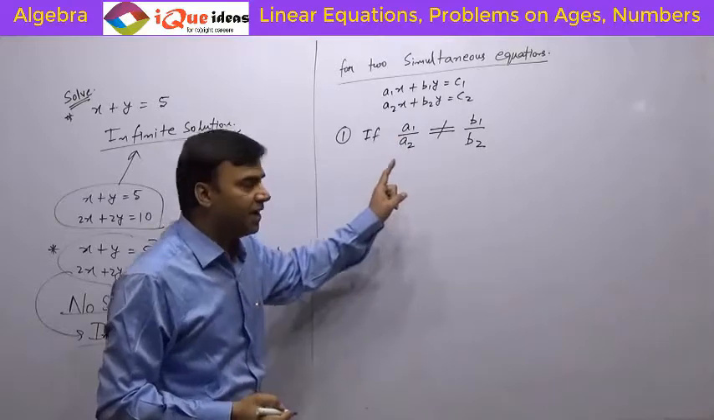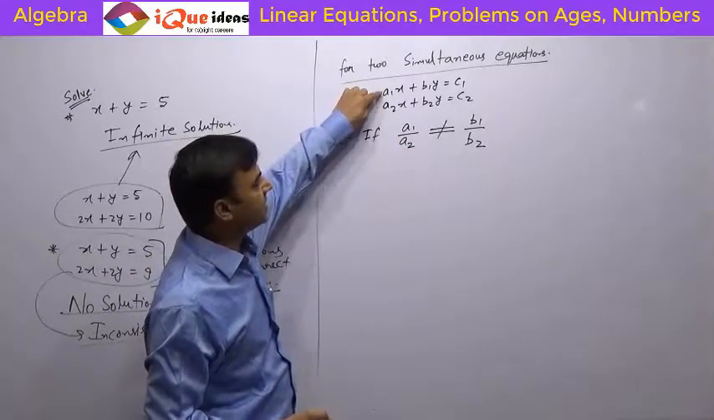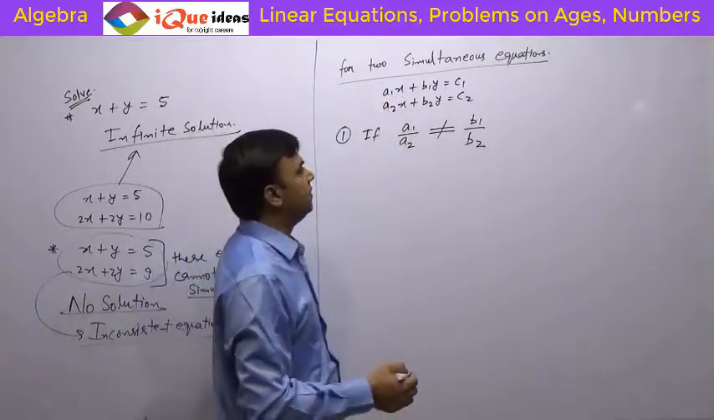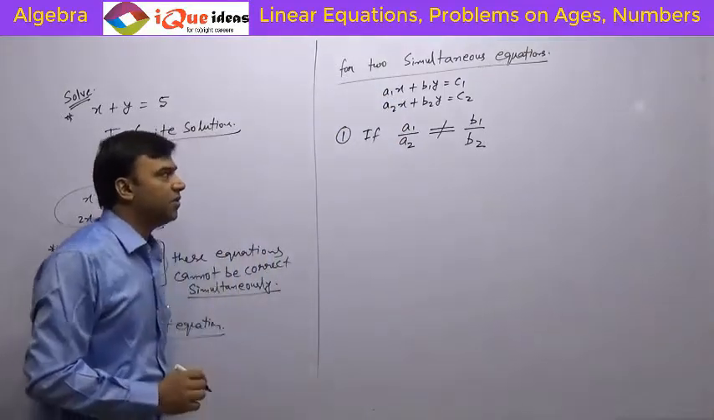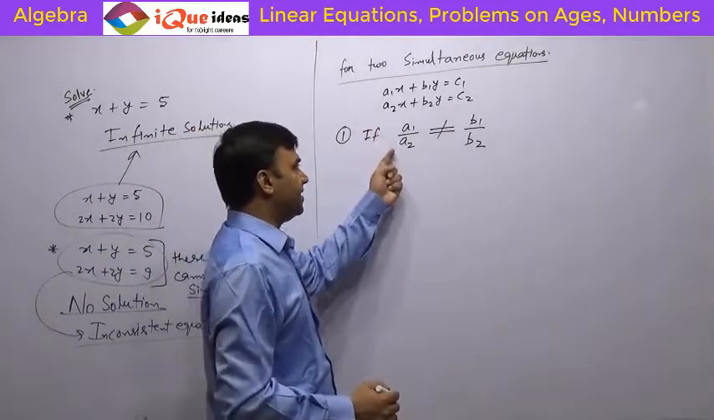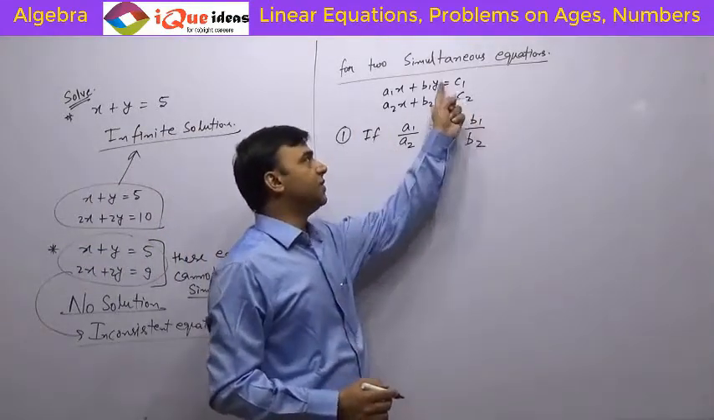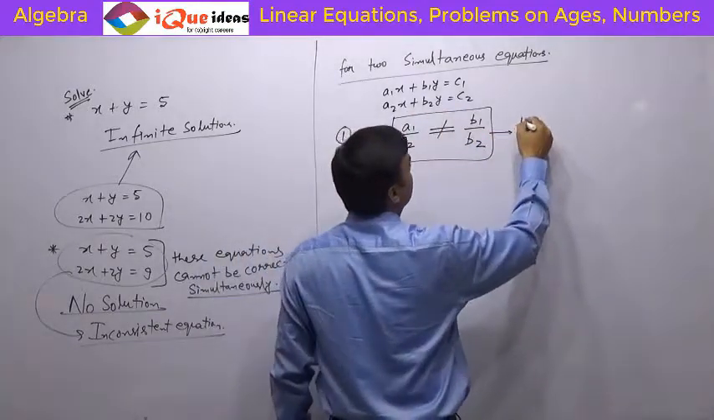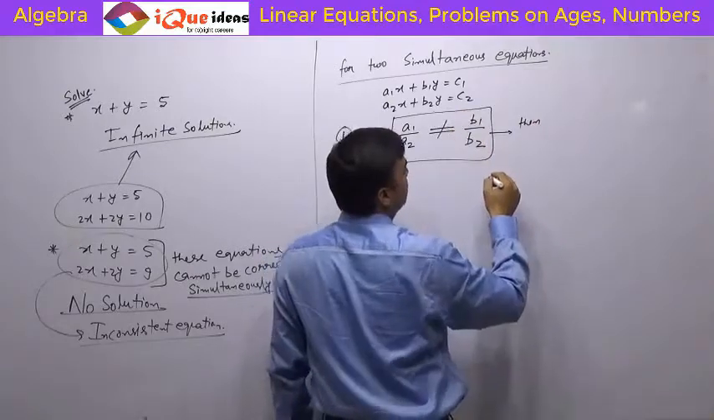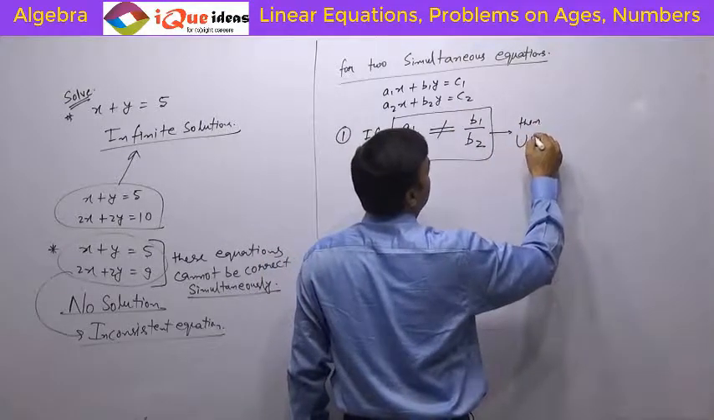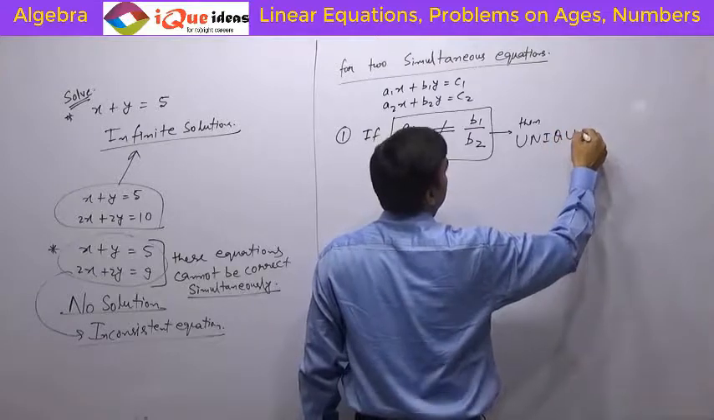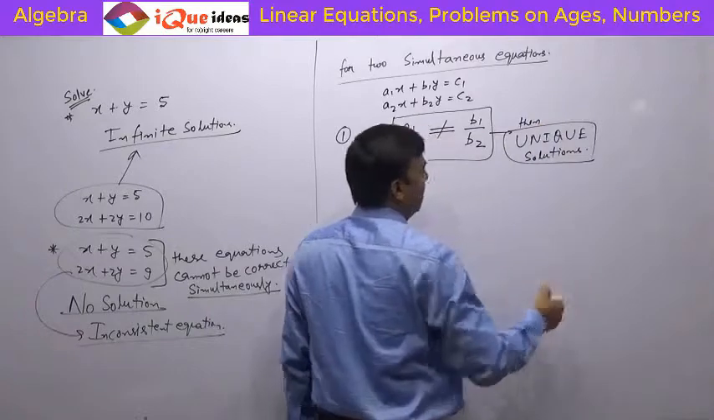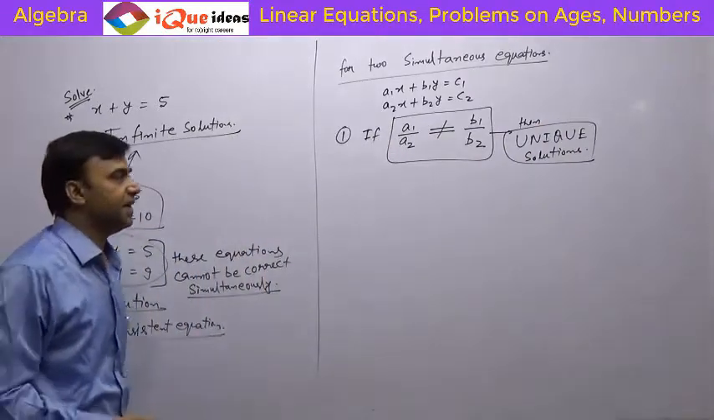Now what is a1 upon a2? It is the ratio of coefficients of x. Coefficient means the number that is being multiplied to the variable, right? Coefficient is the number which is being multiplied to the variable. So the ratio of coefficients of x, if it is not equal to the ratio of coefficients of y, then in that case, you will always have a unique solution. So then the system is consistent and we will get a unique solution. Okay, unique solution.